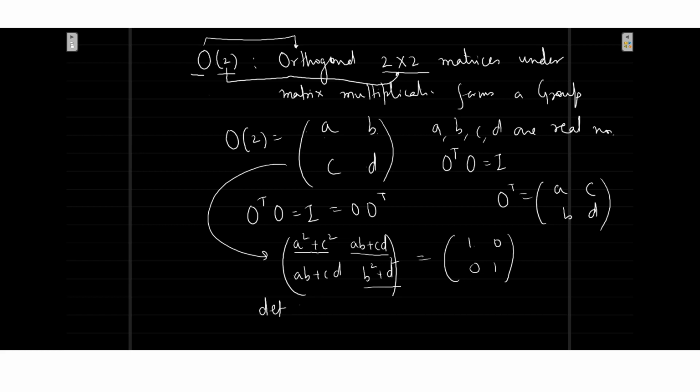What will be the determinant of O? Determinant of orthogonal matrices: AD minus BC is equal to 1. Up to a certain point you are right, except that the determinant of O can be plus or minus 1. Plus 1 was right, but it can also be minus 1. This is the property of the orthogonal matrices, nothing beyond that.